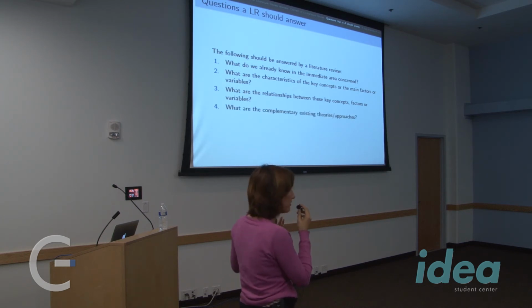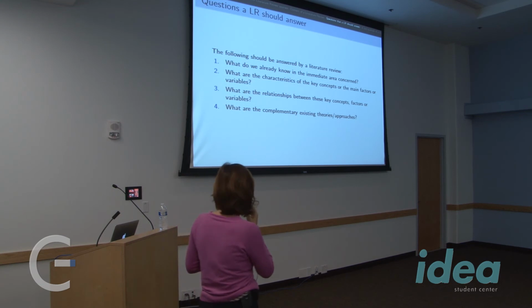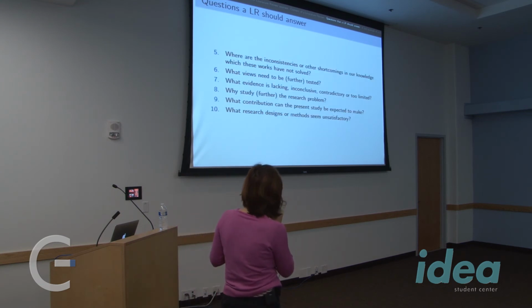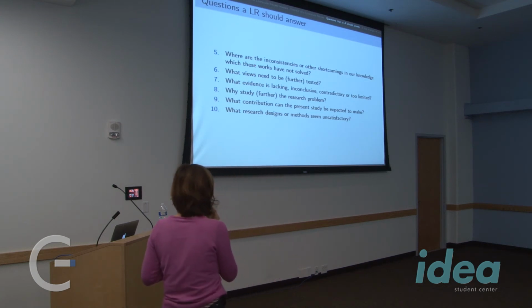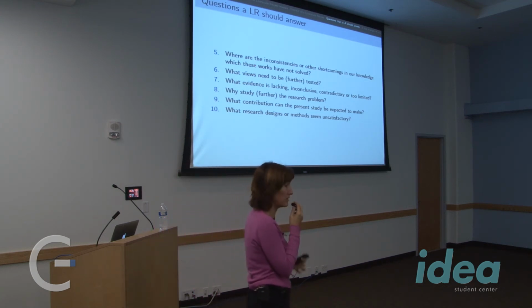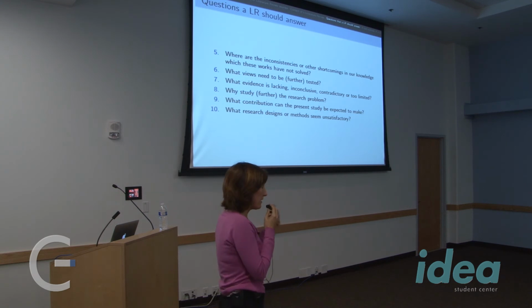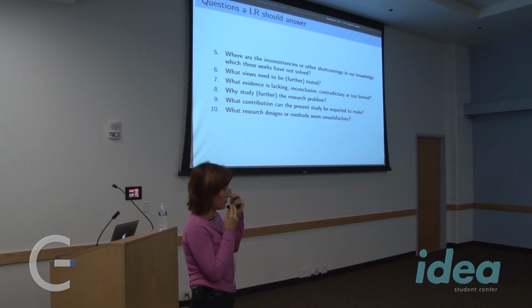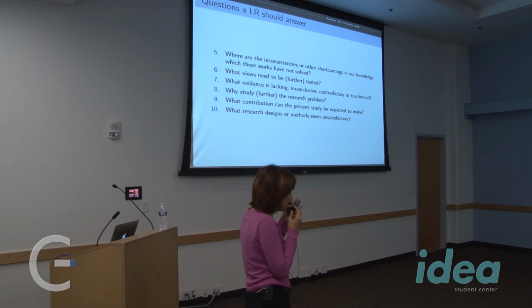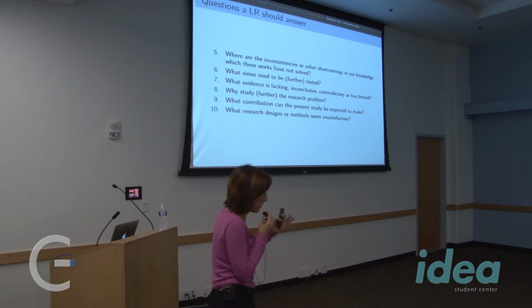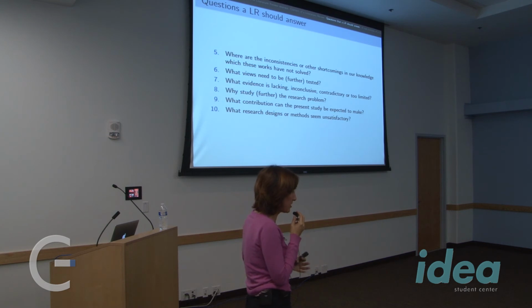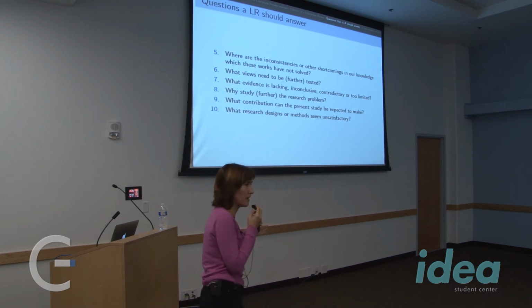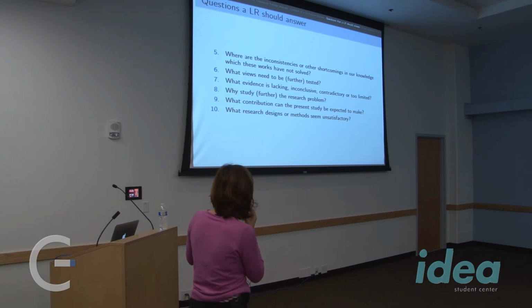What are the different complementary theories or approaches? And then where are the inconsistencies or the shortcomings in our knowledge? These works have not been solved. Those are the questions that you ask in order to come up with your research problem. So that's precisely when you define your research problem and find a solution, you have in mind some works. Those are the ones that you have to mention here.